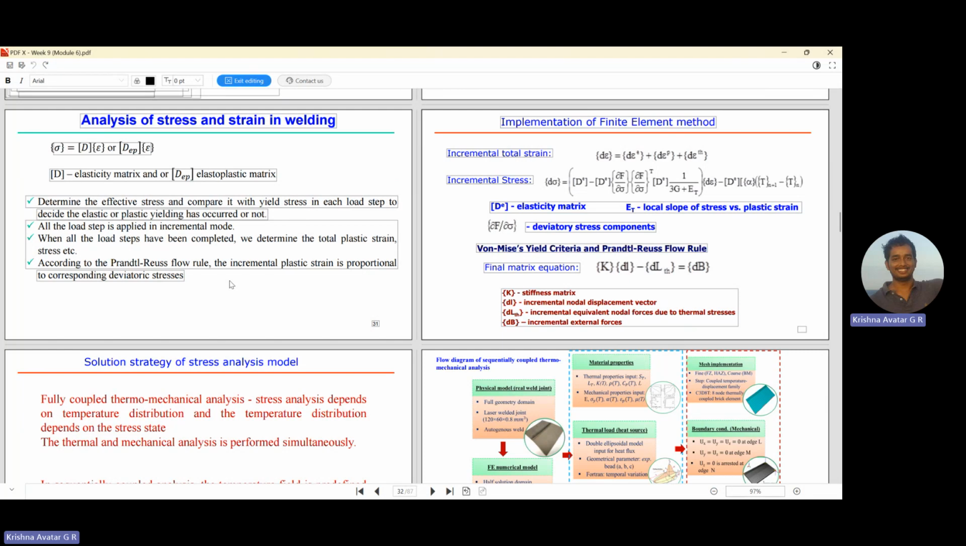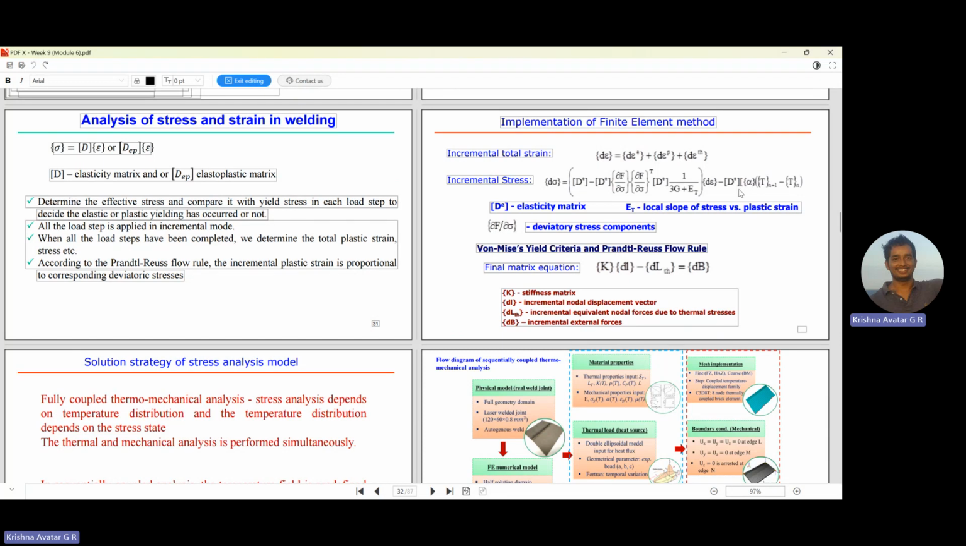According to the Prandtl-Reuss flow rule, the incremental plastic strain is proportional to the corresponding deviatoric stresses, right? So, the incremental strain that we just discussed some time back. Incremental stress, now we'll see, comes from the elastic part, and this is from the plastic part, right? So essentially, the terms under the parenthesis are what is the D_ep, which is the elastoplastic matrix, and this part comes from the thermal strain, right?